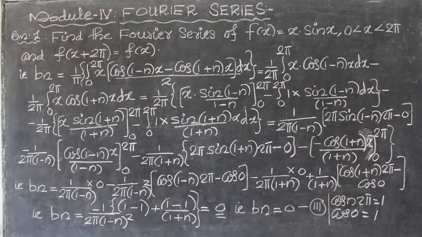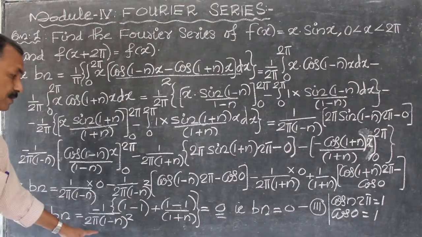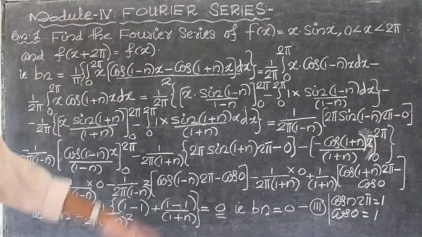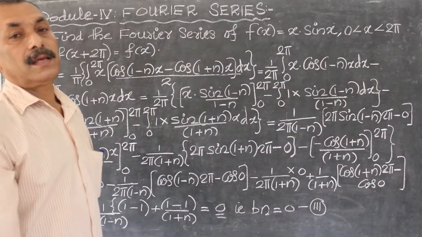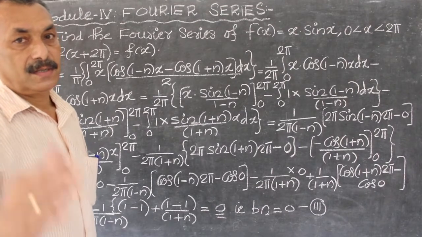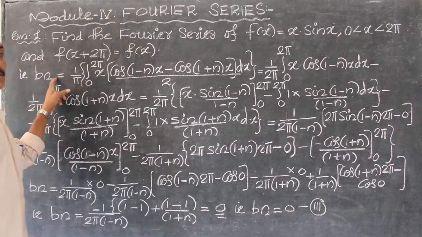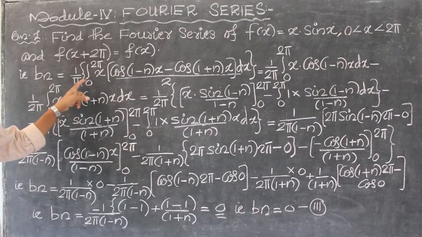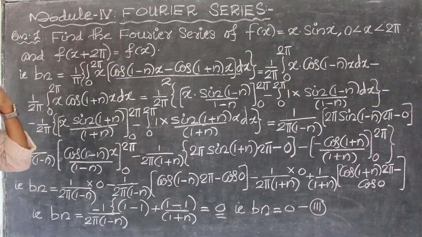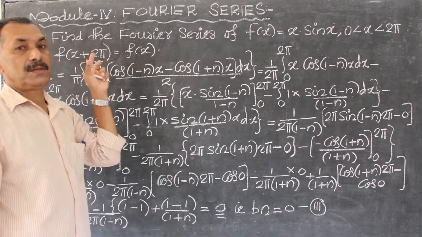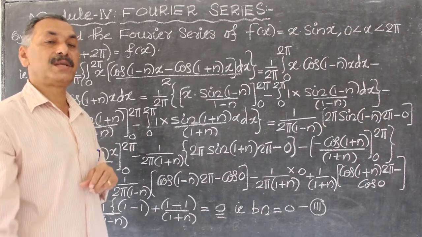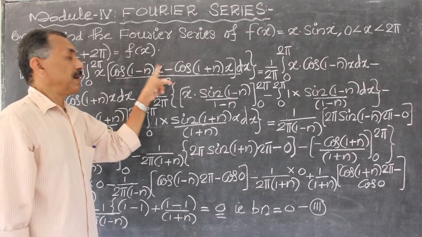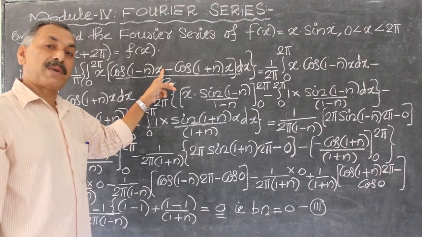In continuation of the earlier part, for the value of Bn, just look at the integration. Similarly, the value of Bn, continuation: Bn is equal to 1 by pi integral 0 to 2 pi x into sin x into sin nx. Sin x into sin nx, sin a sin b is equal to cos of (a minus b), that is sin x minus nx.